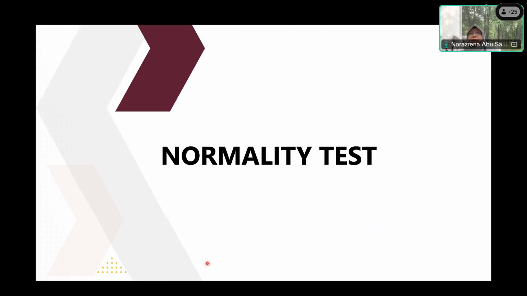Okay, for the continuous data, which are ratio and interval, in order to run the parametric test, you need to run the normality test first. Need to check it. All right.